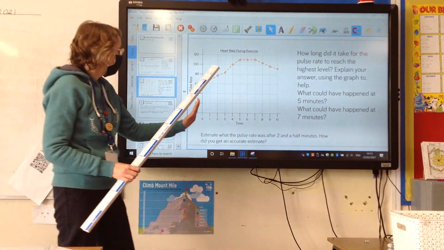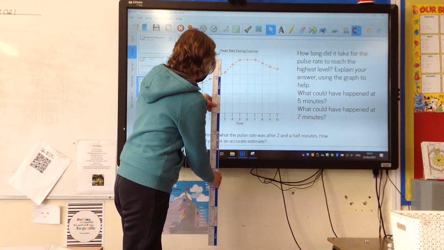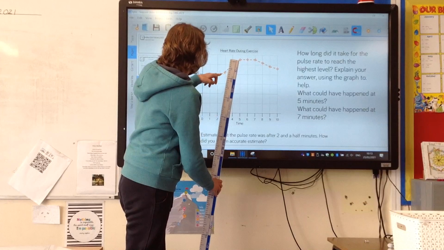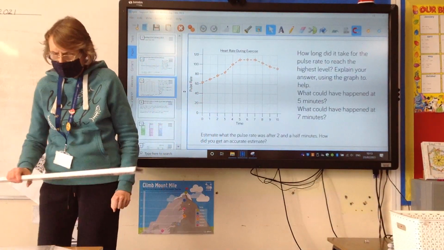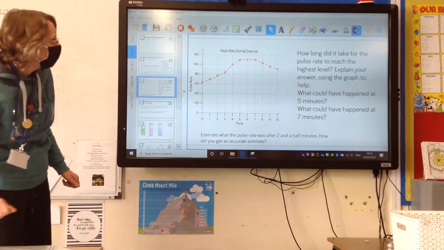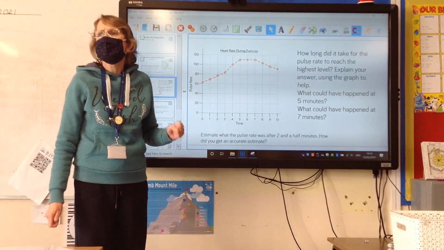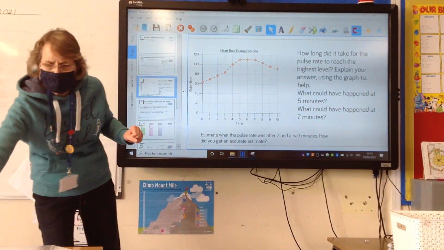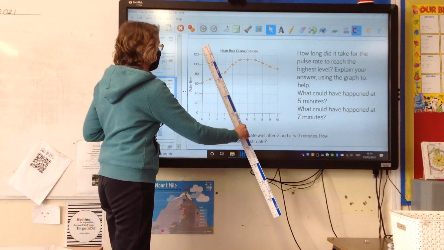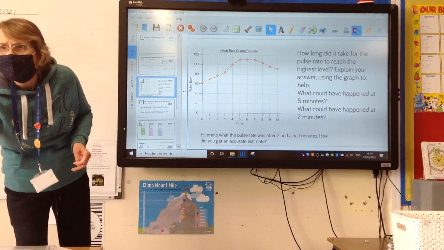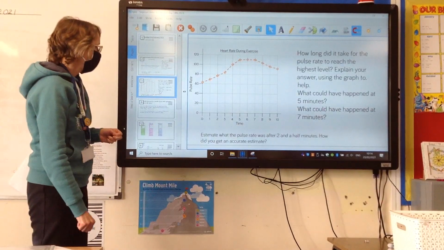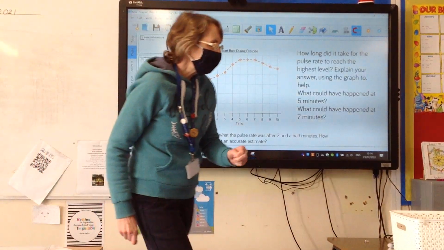So you need to make sure you're using a ruler to help you to get a really accurate meeting of the line. Okay? Really important when you're using line graphs to be accurate. If you put your ruler on a slope like that, or like that, you're not going to get an accurate measurement. So you need accuracy, it's very important. Okay, one more slide.